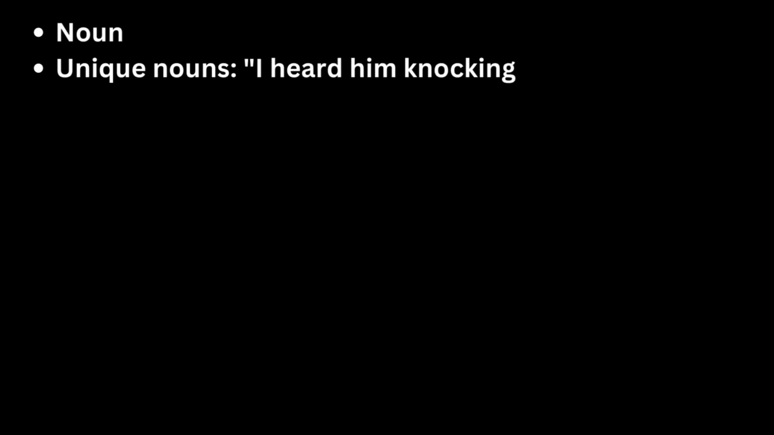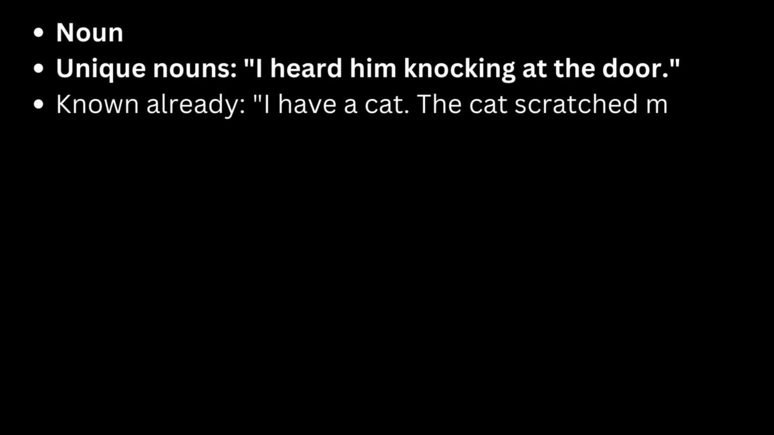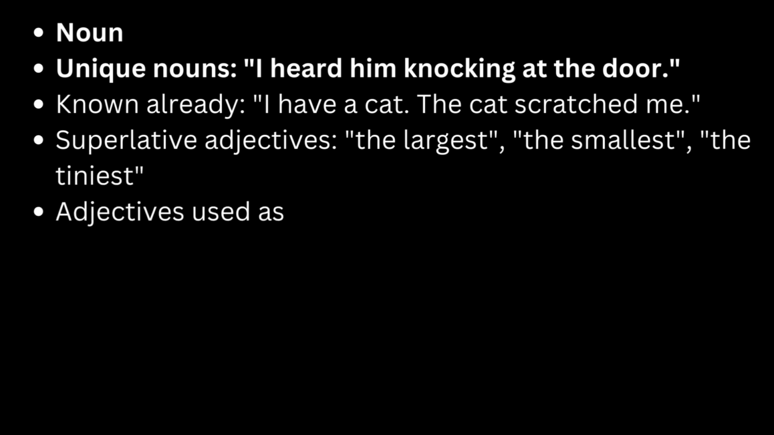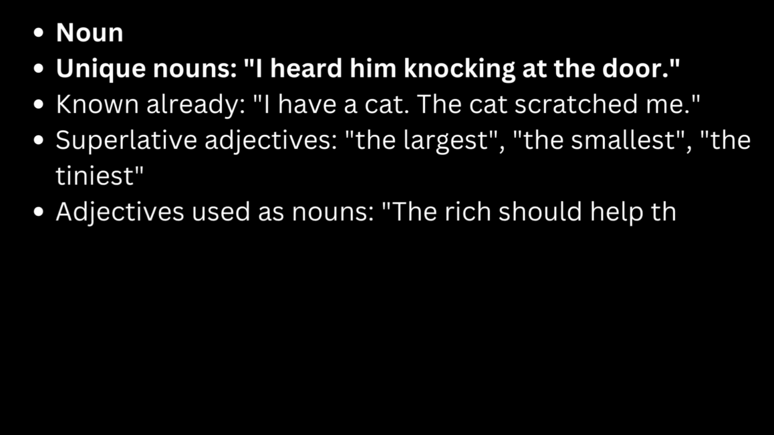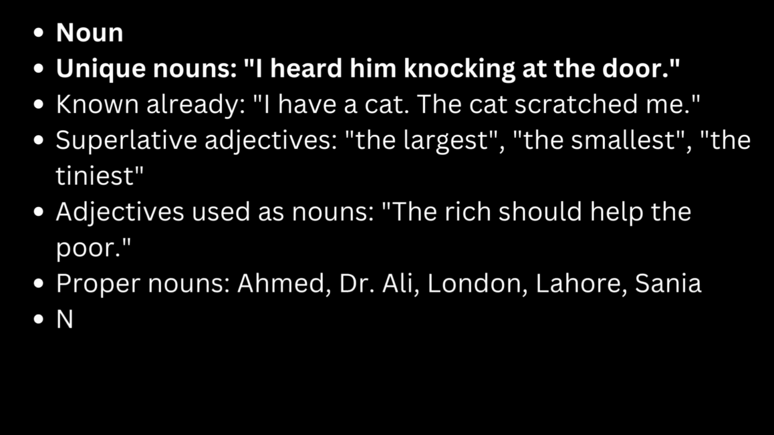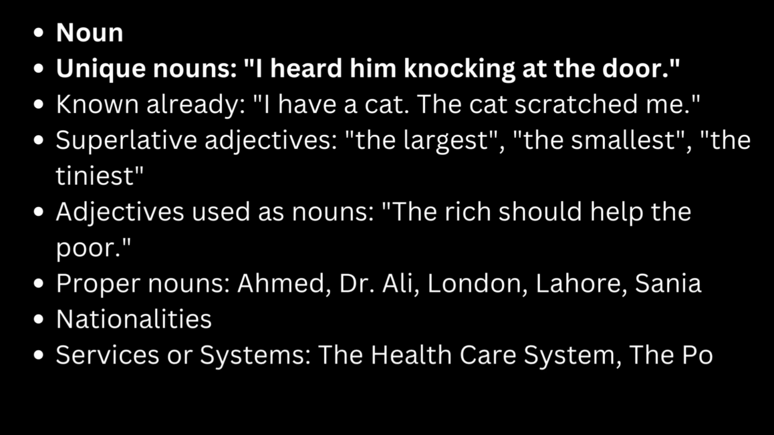So basically, the uses of a definite article. The definite article is the word the. As I said, this is when we're specifically talking about a certain item that we are identifying. So we use the definite article before a noun when the nouns are already known to the user, before unique nouns, before superlative adjectives, before adjectives used as nouns, proper nouns with nationalities, and mentions of services or systems.